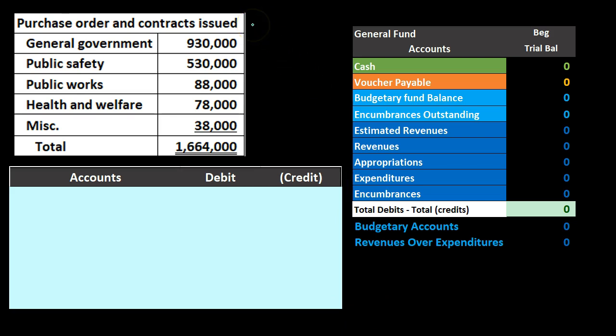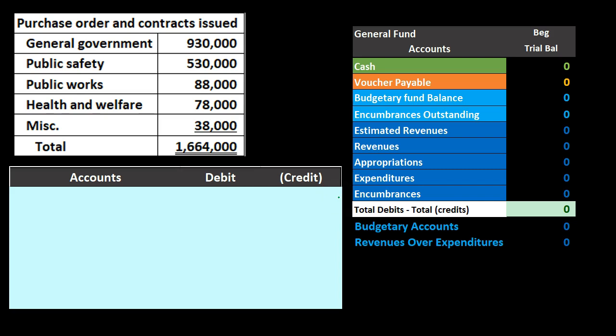Here's going to be our example. We have purchase orders and contracts issued. This is going to be the grouping. We have the general government, the public safety, the public works, health and welfare, and miscellaneous, and we want to record this information. It's not going to be an expense item yet, because again, we haven't incurred the expense at this point in time and we haven't paid for it. So typically under accrual accounting, we wouldn't have anything to record. We want to record it here though, therefore we're going to have this account called encumbrances.